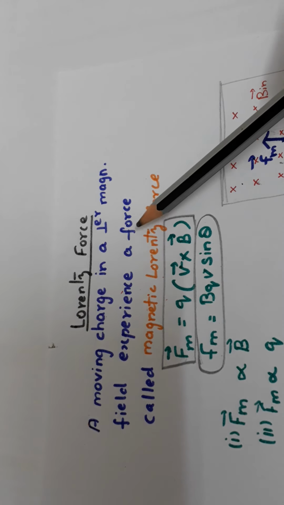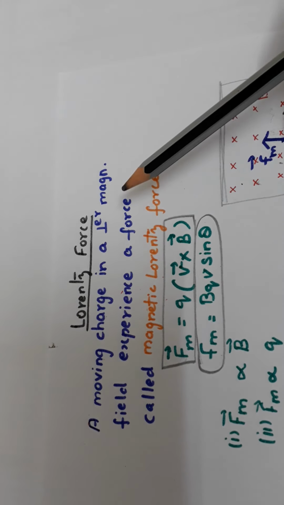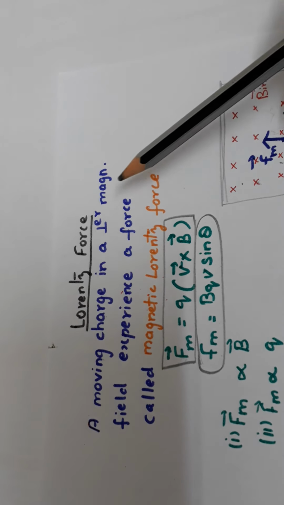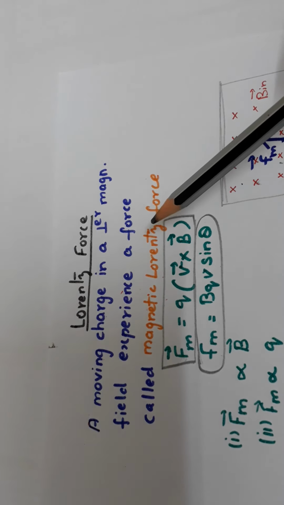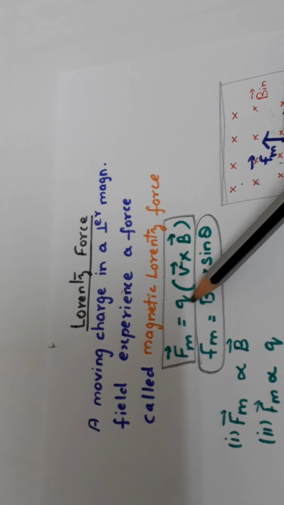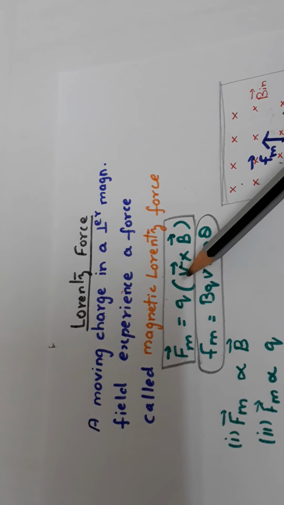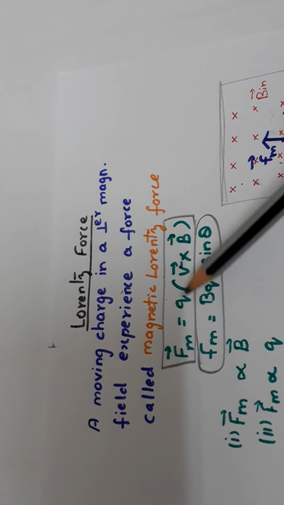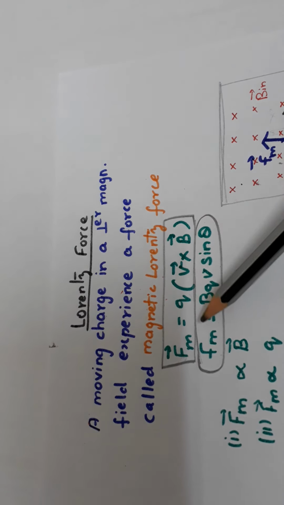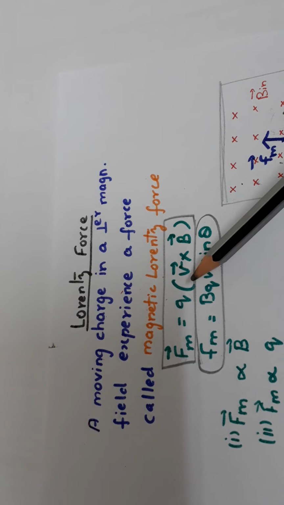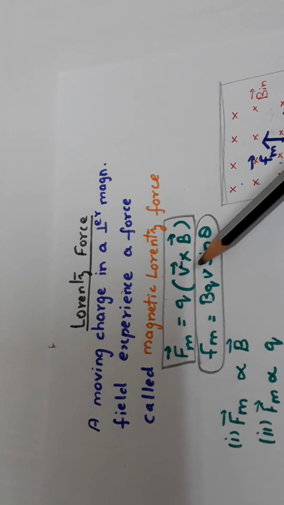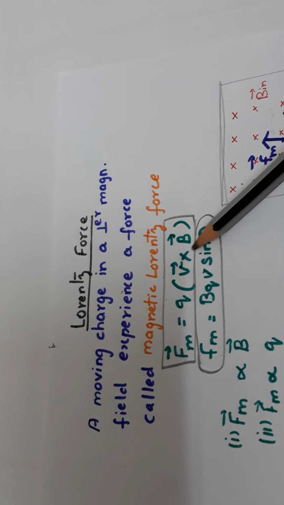So what is Lorentz force? A moving charge in a perpendicular magnetic field experiences a force. That force is called Lorentz force. Lorentz observed that this force Fm depends on three factors: the magnitude of the charge, the velocity of the charge, and also the magnetic field. And he gave this relation as a cross product: Fm is equal to Q times V vector cross B vector. If you take the magnitude, you get the A cross B formula, so you can write Q V B sin theta.